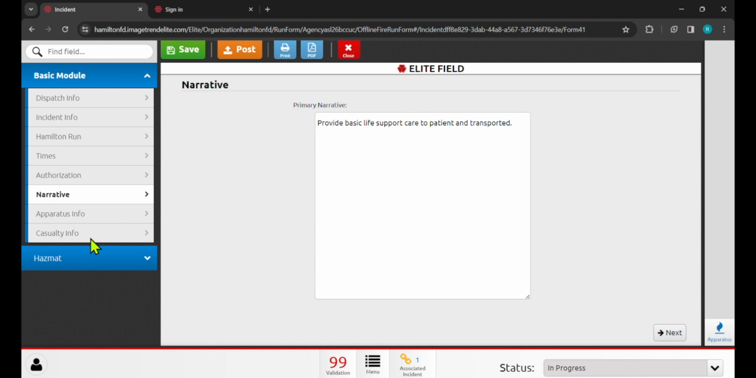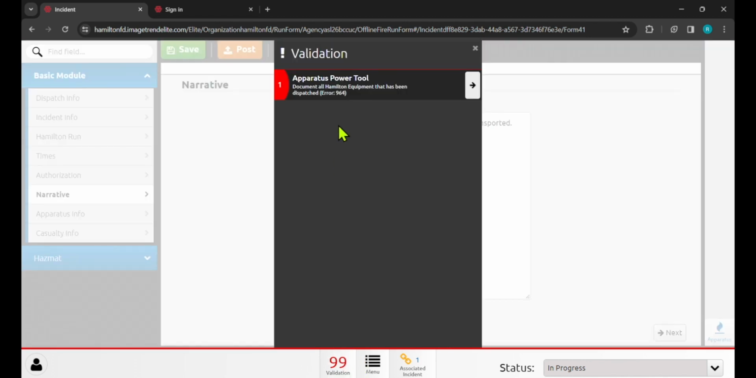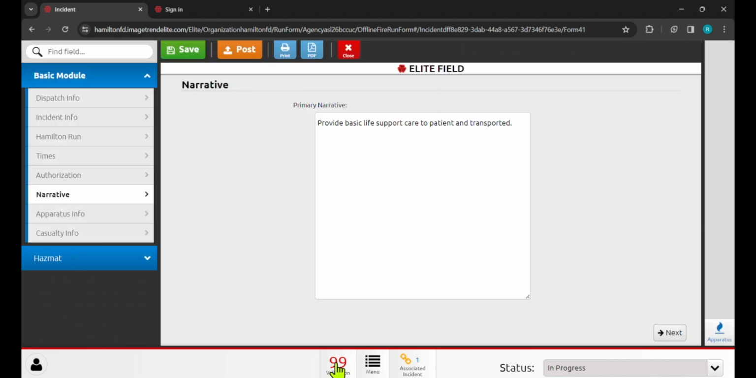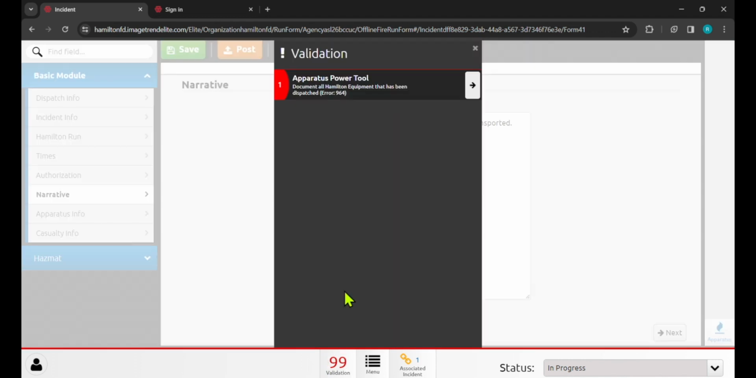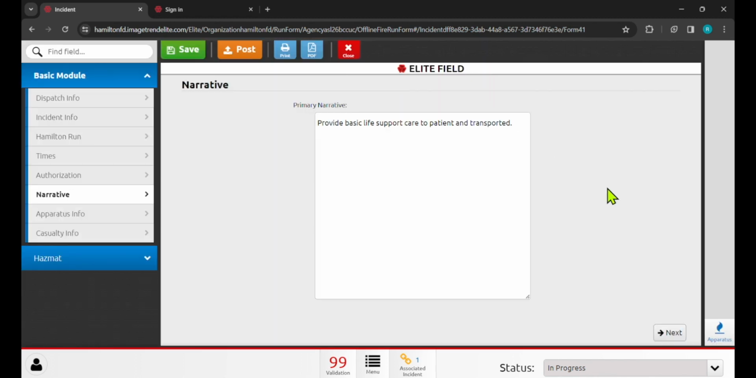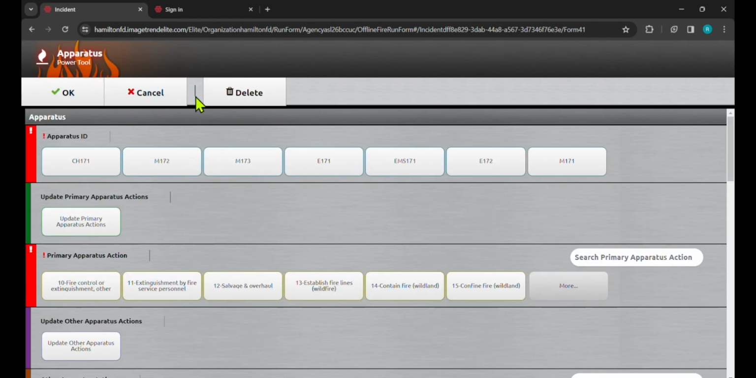So we're back here. All of this is blue. Everything's blue. Why are we at 99? Why are we at 99? That's because we said other Hamilton equipment was there. So another quick tip, you can click on this when this is red and anything less than 100, you can open this and it will list everything that still is an issue. You can use a shortcut to take you right to it. Or you know what it means and you go over to apparatus and we need to add somebody. We need to add the engine.